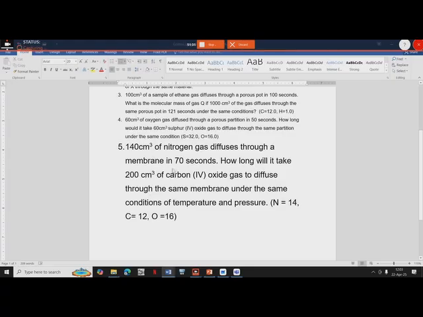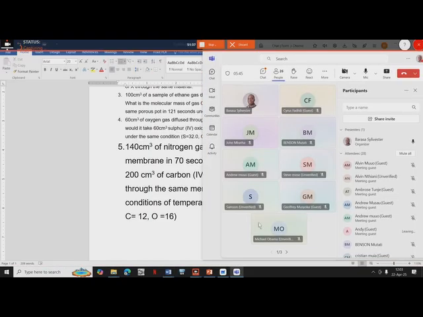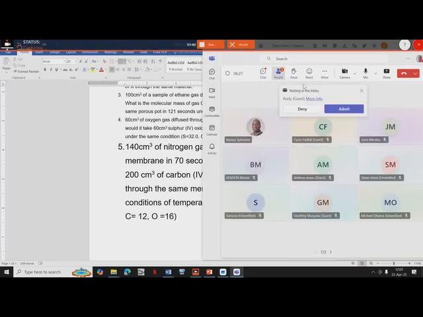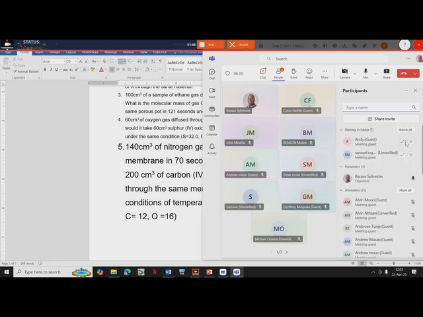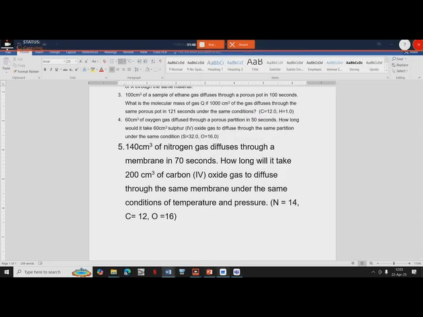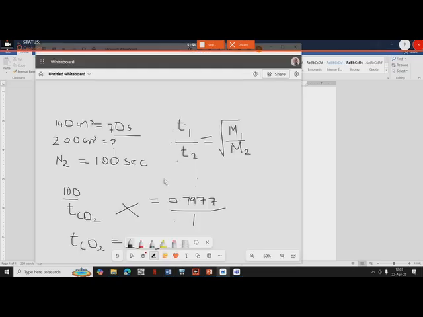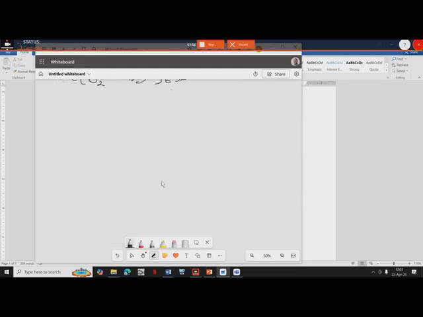So how do we ensure it is equal? We use what we are given to get what we want. 140 is equivalent to 70 seconds. What about 200? So that way we have equated the volumes of the diffusing gases. So that is why we are ending up with 100, and we are now using 100 to work out the time taken by the other gas. That's method 1.